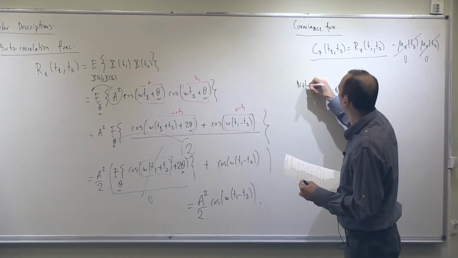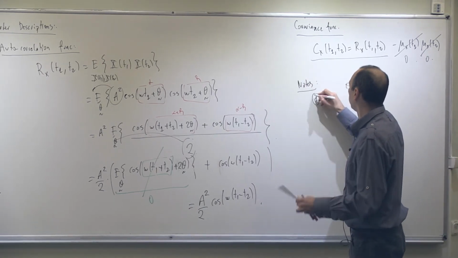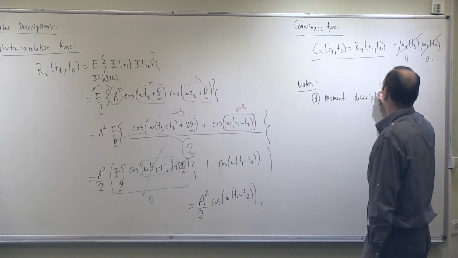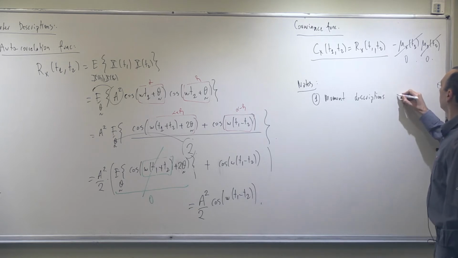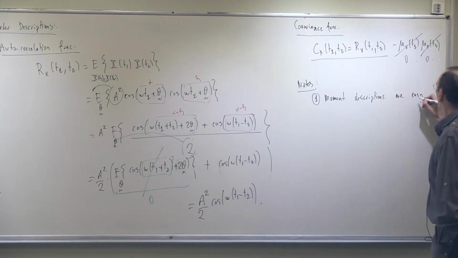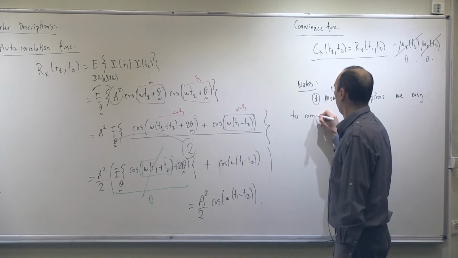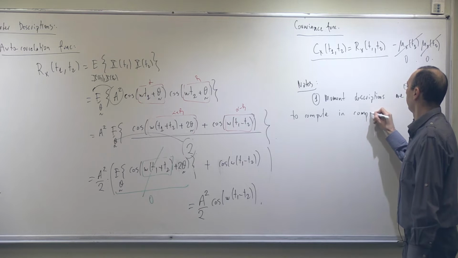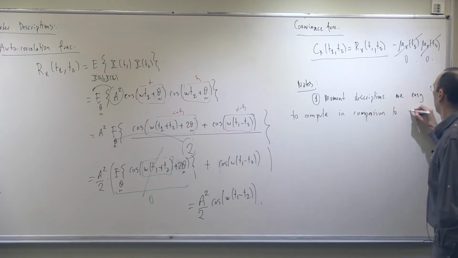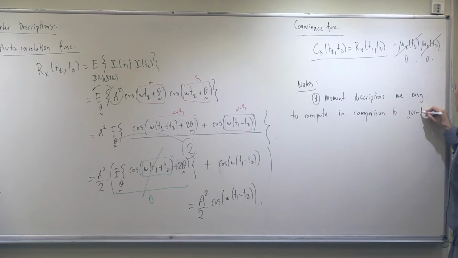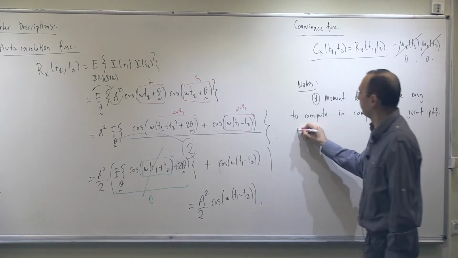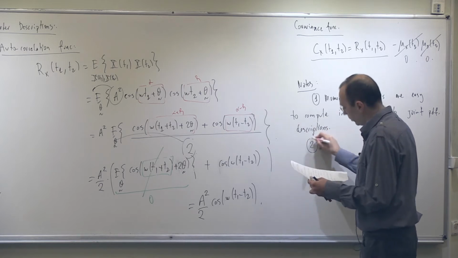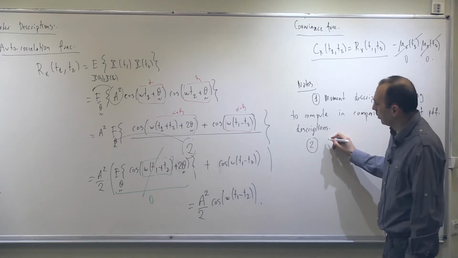Let me write some notes. Number 1, moment descriptions are easy to compute in comparison to, obviously, joint PDF descriptions, because this is just expected value calculation.